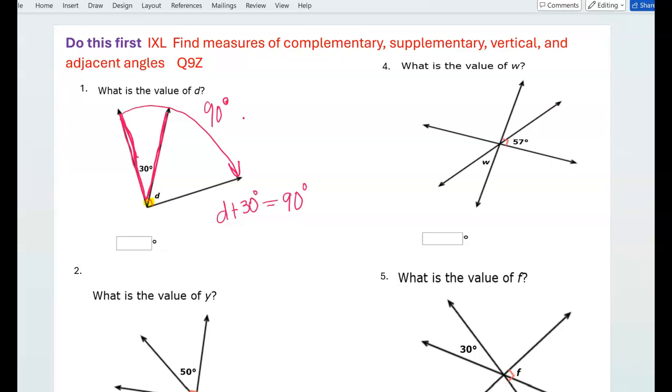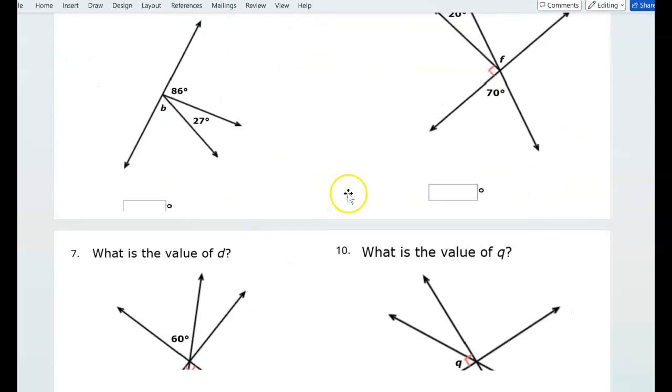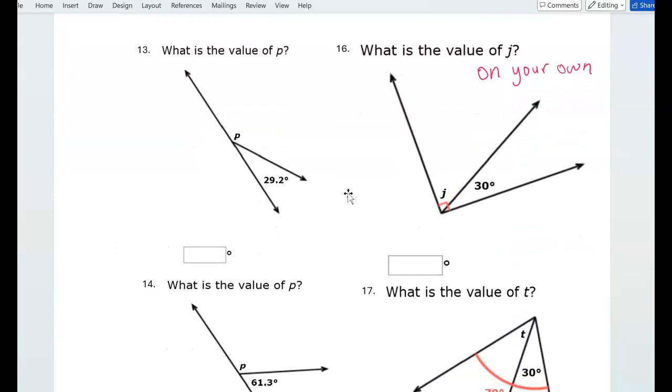We're solving for D. So we're going to do the inverse of addition, or opposite of addition, and subtract 30 from itself. That's going to cancel out. What we do to one side of the equal sign, we do to the other. So that's 90 degrees minus 30 degrees, and that gives us 60 degrees. So we'll bring down the equal sign, bring down the D. D is equal to 60 degrees.